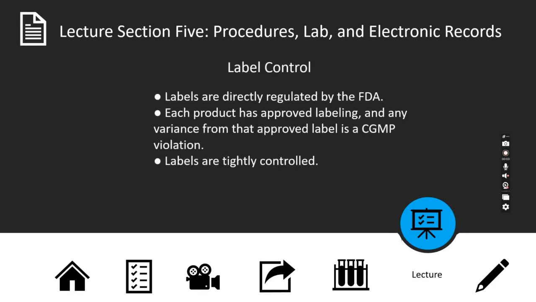So we've talked a lot about labels so far. We're going to keep talking about it. Labels are tightly controlled. Labels are directly regulated by the FDA, and each product has to have approved labeling, and variance from that approved label is a CGMP violation. So in this case, we're talking about labels that go onto the outside of the drug itself.